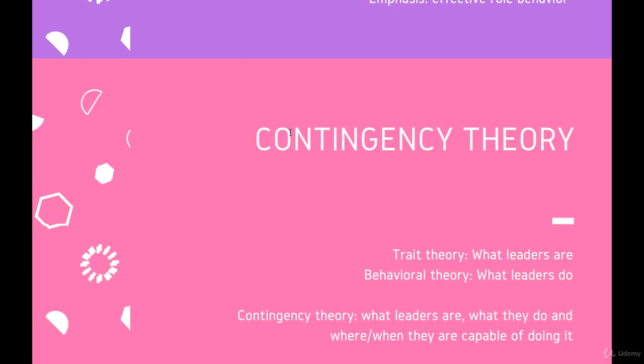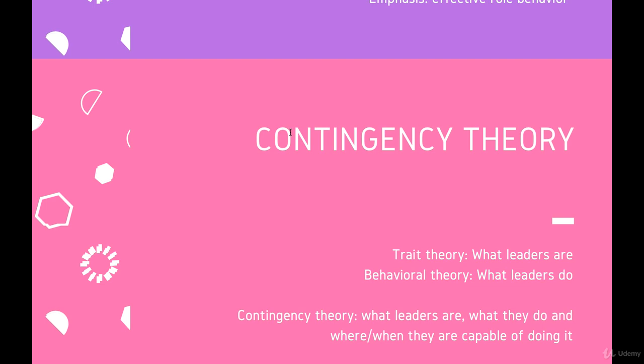First of all, let's remind ourselves of what the trait theory said. It said what leaders are. It basically described the traits. Then we got the behavioral theory, which defines what leaders do. And now the contingency theory says what leaders are, what they do, and where or when they are capable of doing it. So this is very important. This is now a combination of, I think, the trait theory, the behavioral theory, and also something more.